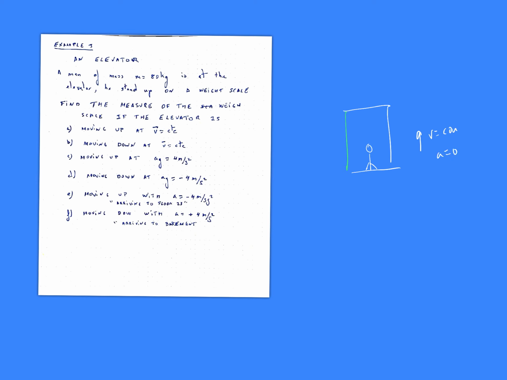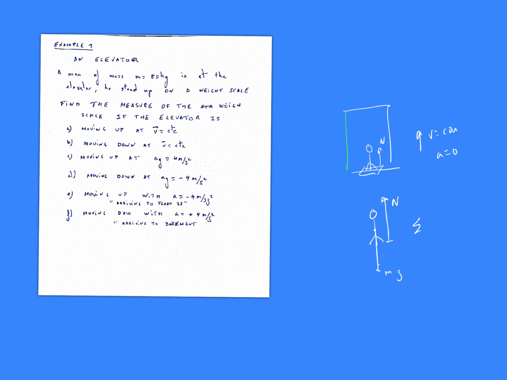So what does Newton say? The scale is here. We are going to measure the normal. So this is the force that the scale is doing on the guy. So the guy is here. The guy is subject to forces. What are the forces that are acting on the guy? Well, the scale is doing a force N. And the weight, the earth is doing a force on the guy, mg.